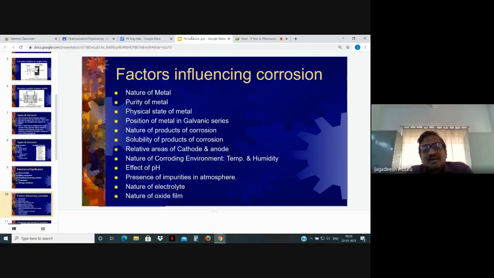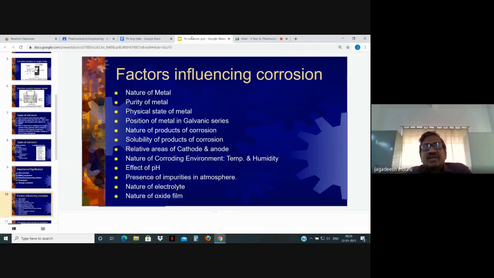So in the reverse, if the oxide film is soluble in nature, then it will have a progression effect, because it is going to get depleted from the surface and again progress the corrosion. Whereas an insoluble product will prevent the exposure of that particular part to the environment, acting as a barrier and reducing the corrosion.